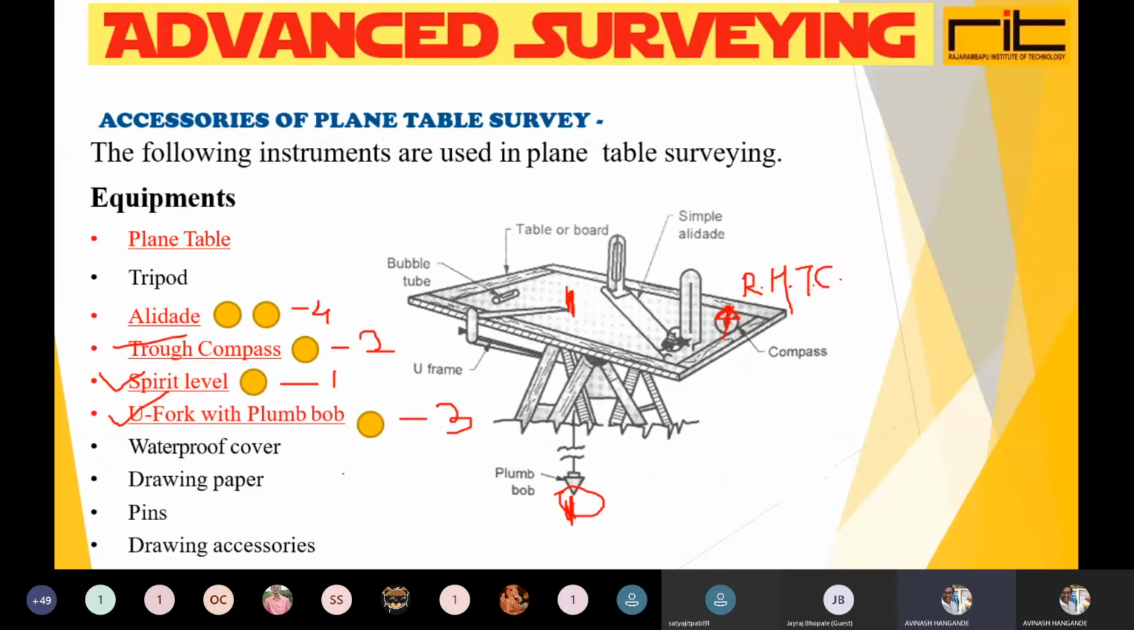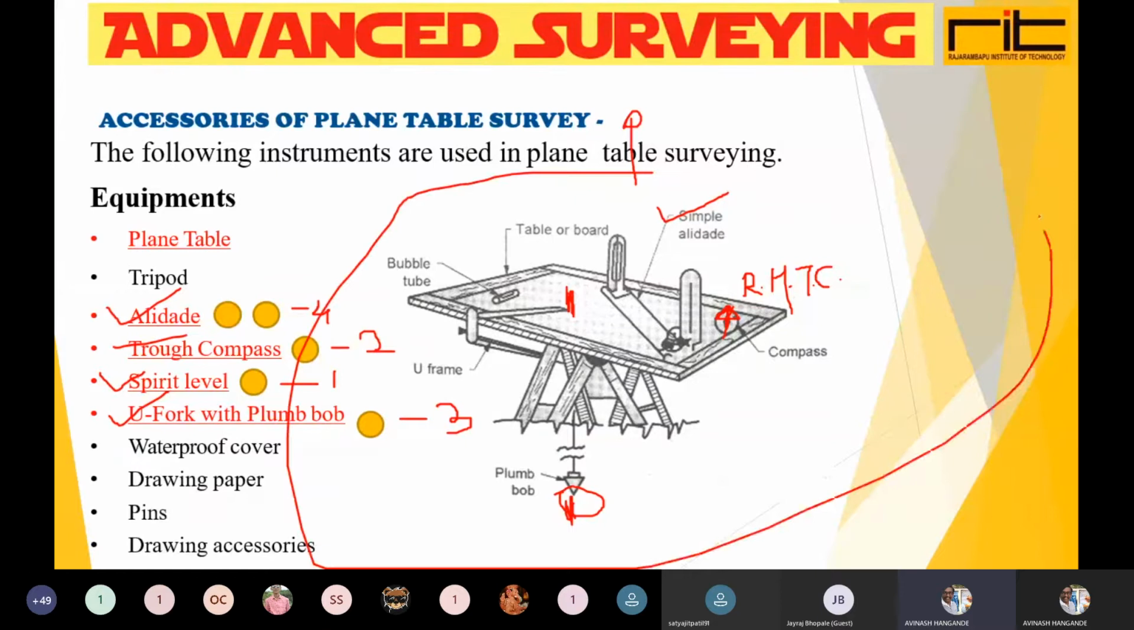After marking that point with the help of the U fork with plumb bob, we have to insert a pin here. And with the help of this simple LED, we have to bisect the station points on ground. Here is our ground, and on that ground we suppose have a station point. That station point is bisected by this simple LED, and a ray is drawn towards the station point. The distance is plotted, and we have to give the name in small letters, small a, small b. So remember that.